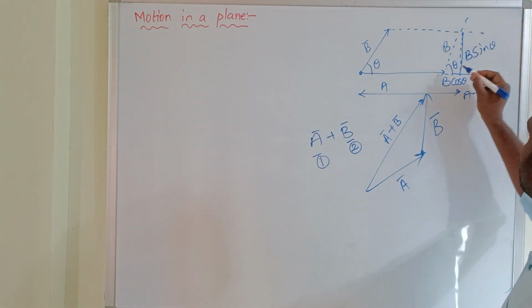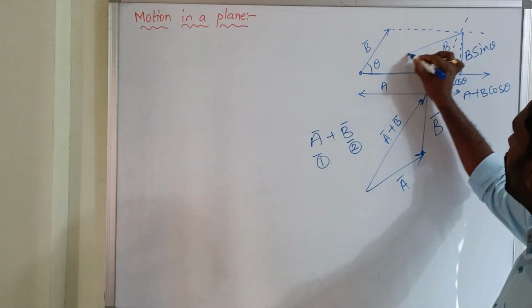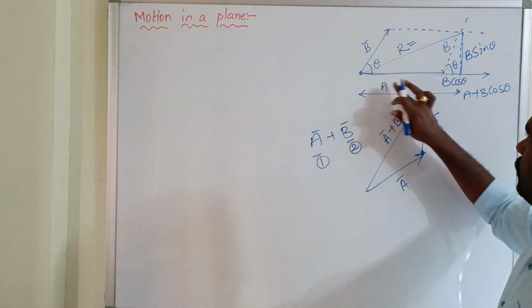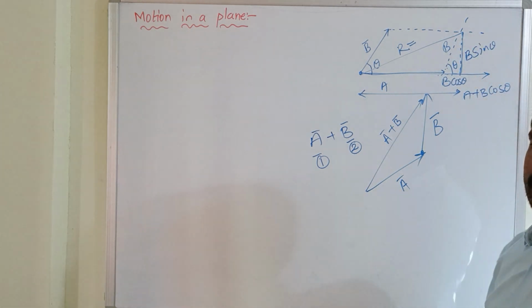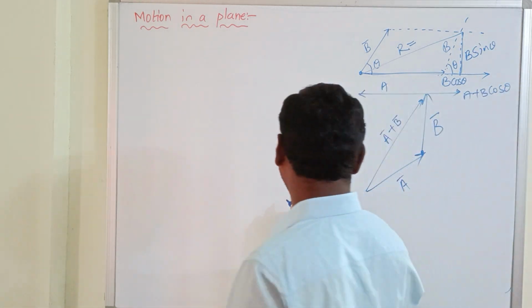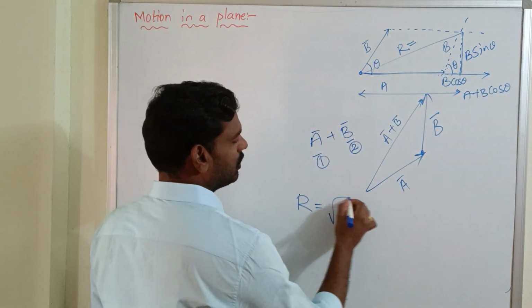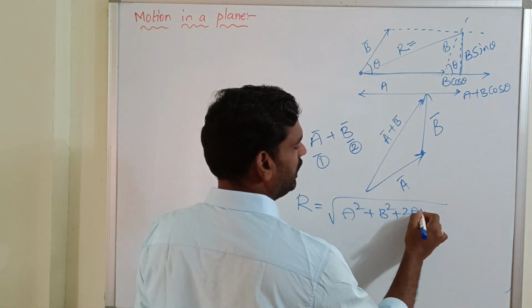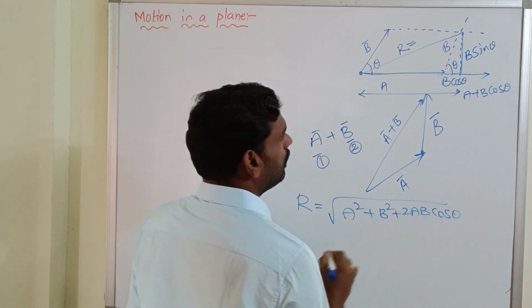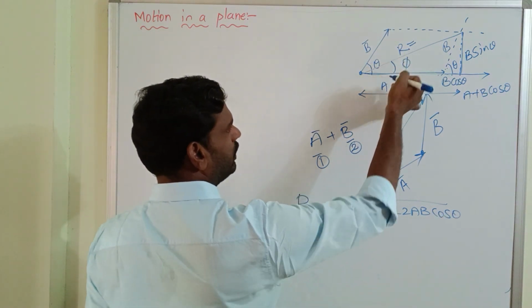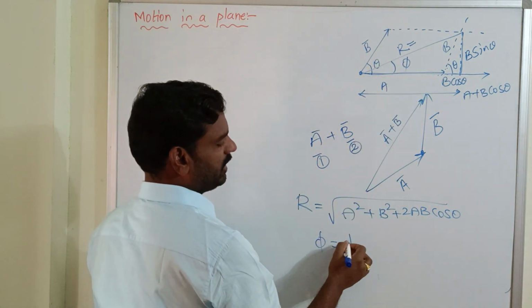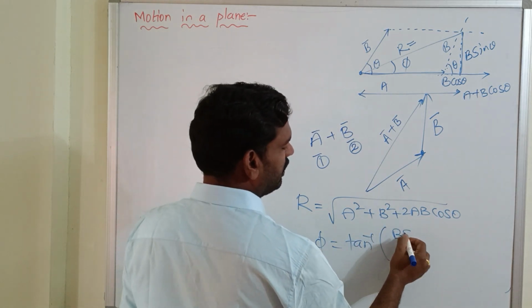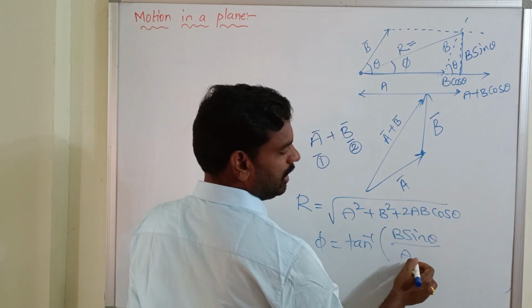This is B sin theta. So this is a right angle triangle, so the resultant is the square root of this square plus this square. By solving this, we arrive at the equation R is equal to the square root of A square plus B square plus 2AB cos theta. And the direction of the resultant with respect to the A vector, we got the expression tan inverse of B sin theta by A plus B cos theta.